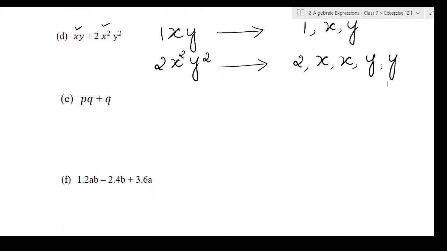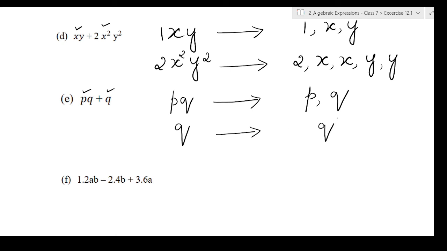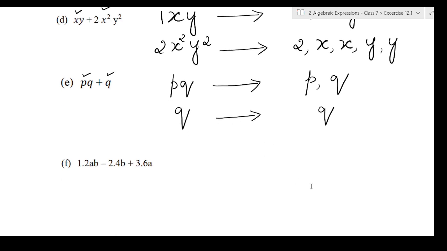Moving ahead to the next problem, we have pq and q. There are two terms, right? So we have pq and q. What are the factors of pq? It's p and q. The second term is made up of only one factor, that is q.